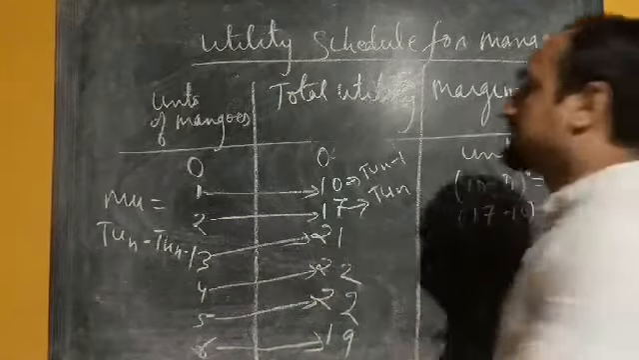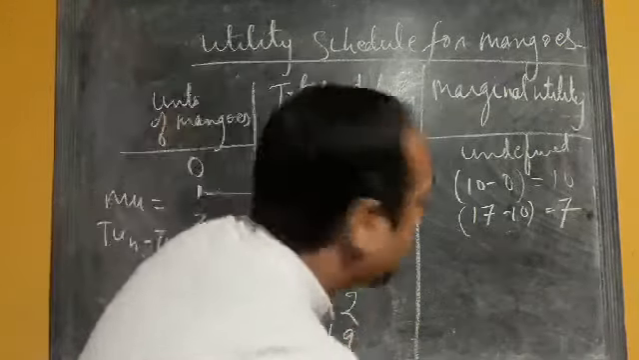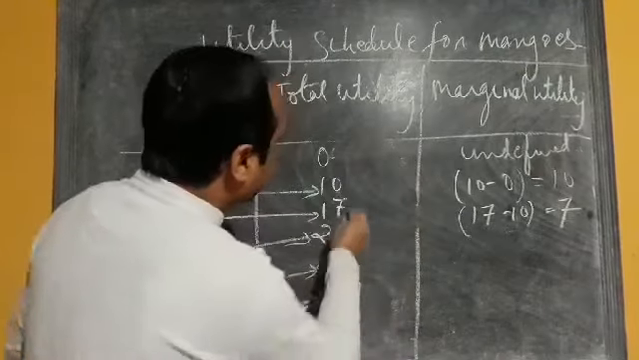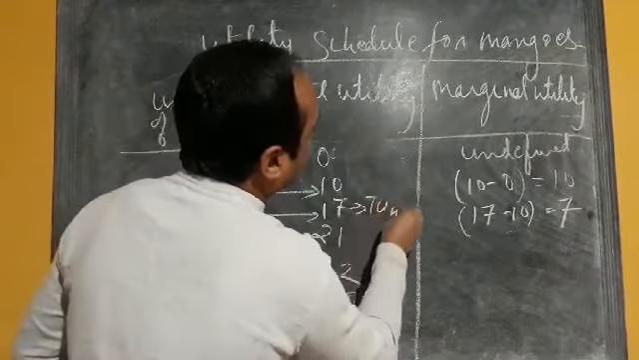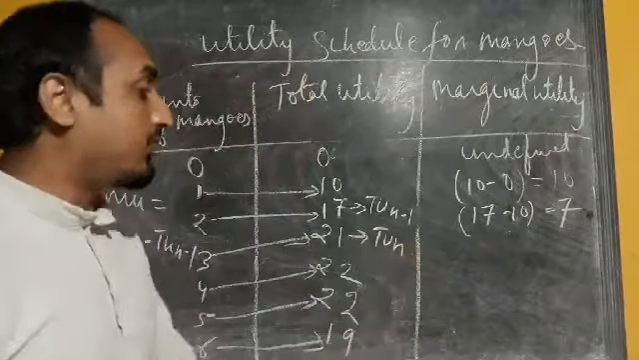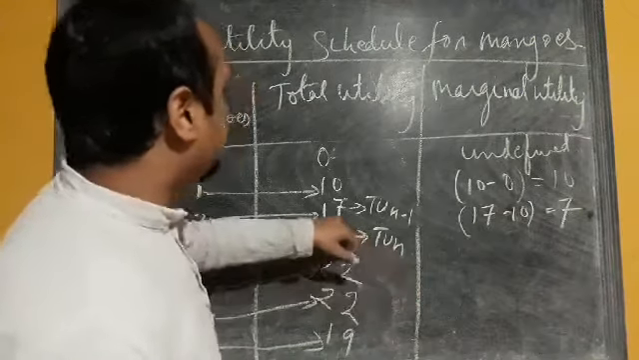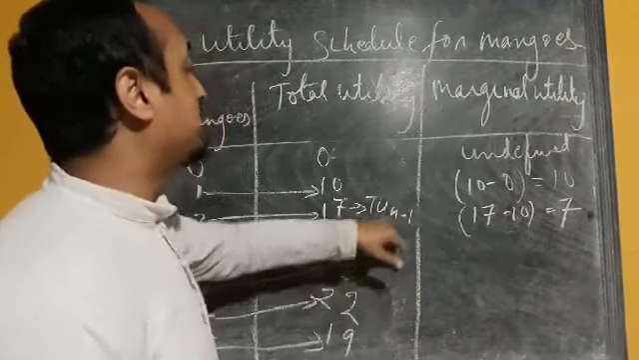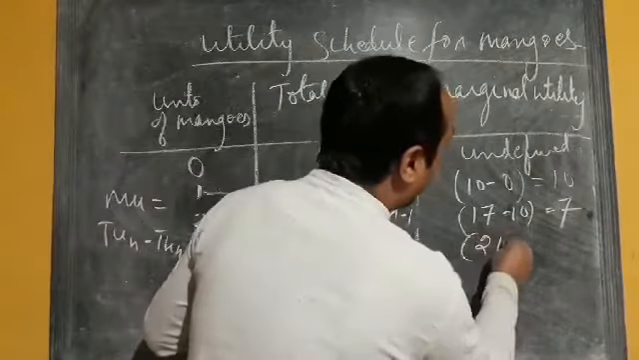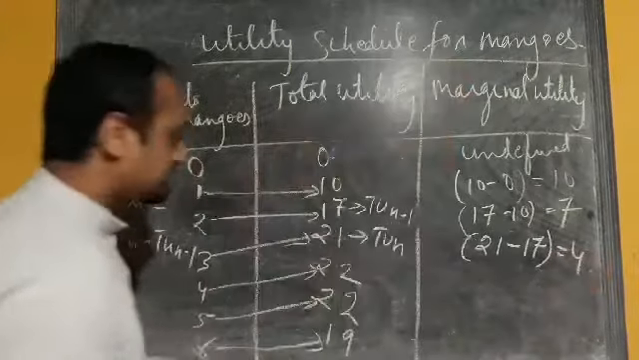So here we'll get 7. Now for the next, third unit, we have 21. Now we have to move down. This will become our TUn minus 1, and this will become TUn. As we move down, the utility derived from the nth commodity will increase, and the previous one will be considered as TUn minus 1. So now here we have 21 minus 17. So here we'll get 4.